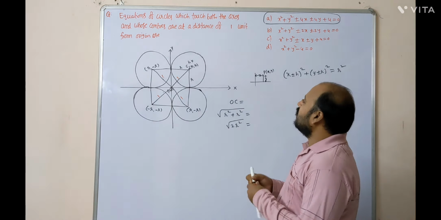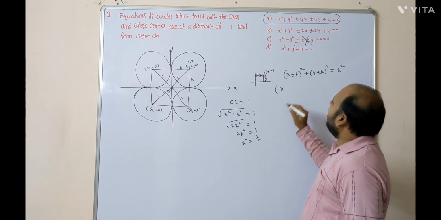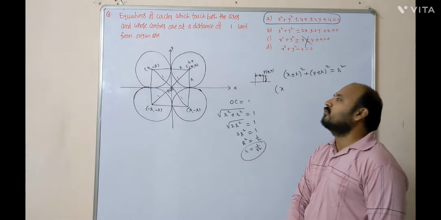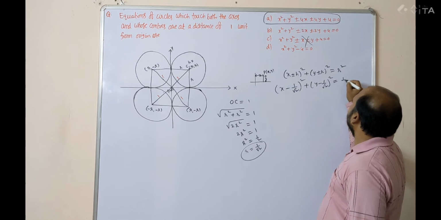Substitute only. Even if these are not the options for that, I will write the options for another question. A circle which touches both the coordinate axes means we will consider only positive values. So the R value is 1 by root 2. So (x minus 1 by root 2) whole square plus (y minus 1 by root 2) whole square is equal to (1 by root 2) whole square.